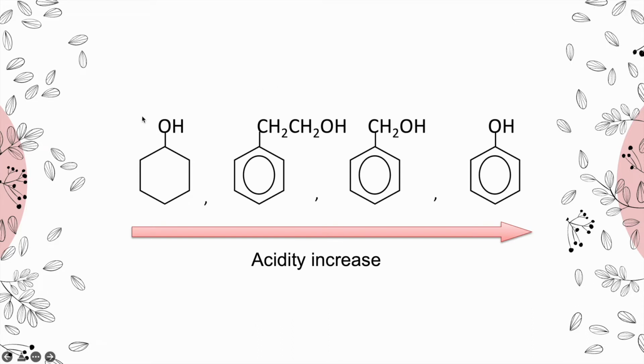For others besides those three, the cyclic alcohol is less acidic than phenol because the benzene ring is more stable. Here we have a benzene ring and then an alcohol on a straight chain, and this one is more acidic. A straight chain alcohol with fewer carbons is more acidic. And phenol is the most acidic, meaning it is easiest to release the H plus.